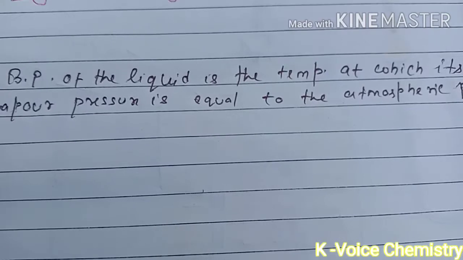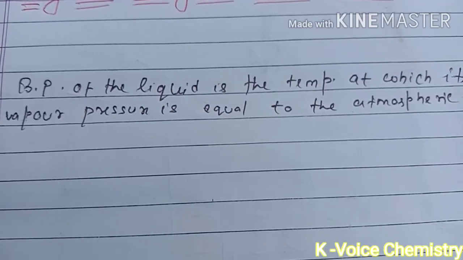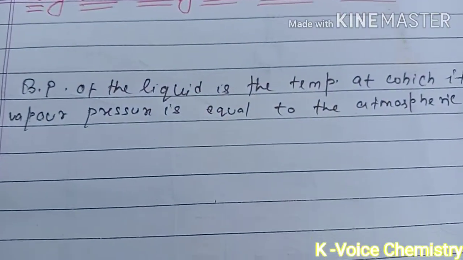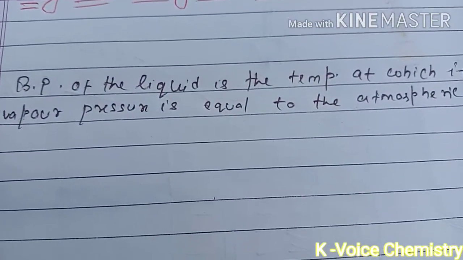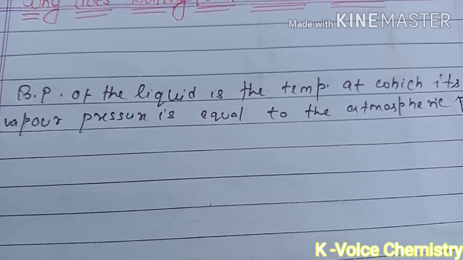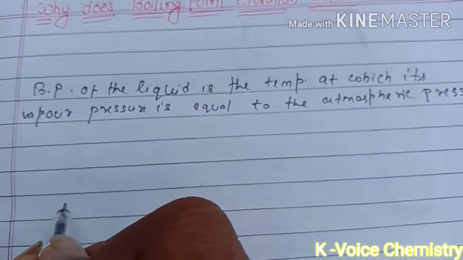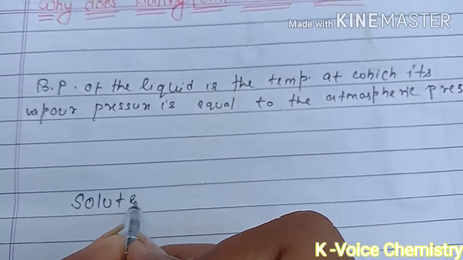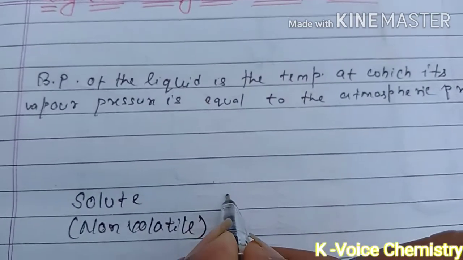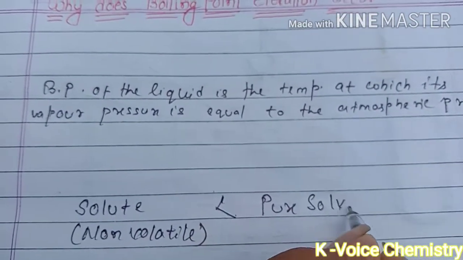Since at any temperature, the vapor pressure of a solution that contains a non-volatile solute is always lower. We have discussed that in the relative lowering of the vapor pressure, that a solution containing a non-volatile solute will always have a lower vapor pressure as compared to that of the pure solvent. So the solution, with a non-volatile solute, will have a lower vapor pressure as compared to the pure solvent.